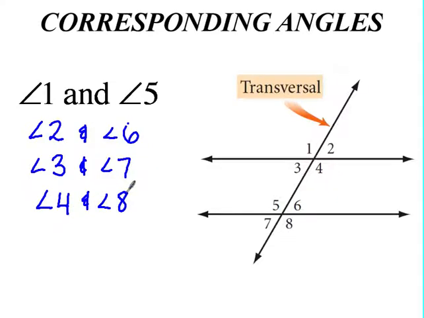So basically, if you look at this, corresponding angles occur on the same side of the transversal and on the same side of the line. Okay. So, top of the line, right side of the transversal. So that's how you figure out what corresponding angles are.